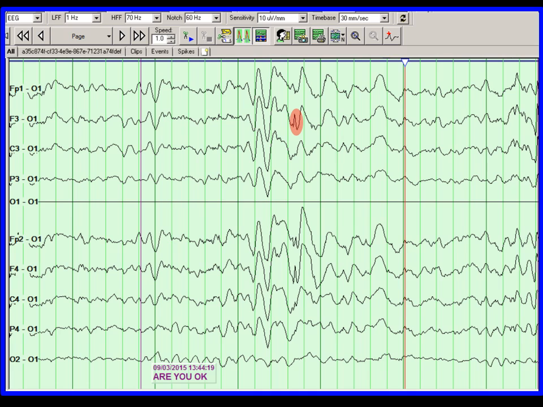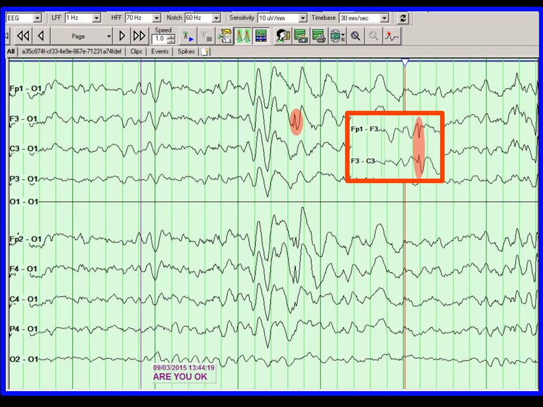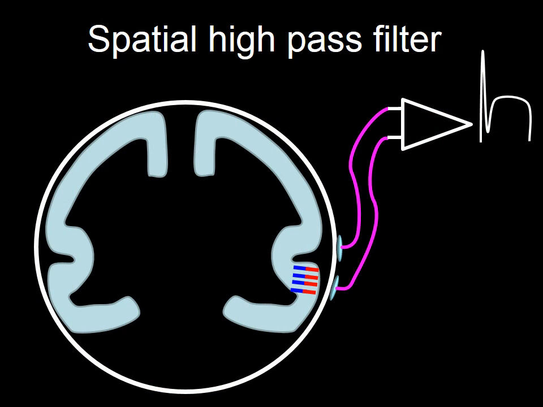Also notice that the activity restricted to F3 in the bipolar montage is still restricted to F3 in the referential montage, but it is less well appreciated. I have included in the square the bipolar representation of the same activity so you can compare them. So closely placed electrodes behave like a spatial high-pass filter, emphasizing fast waves that involve one electrode.